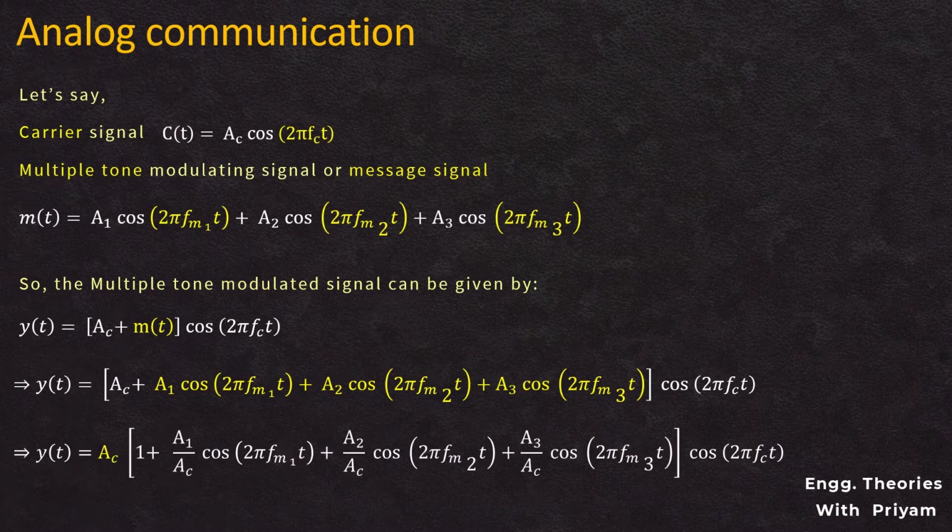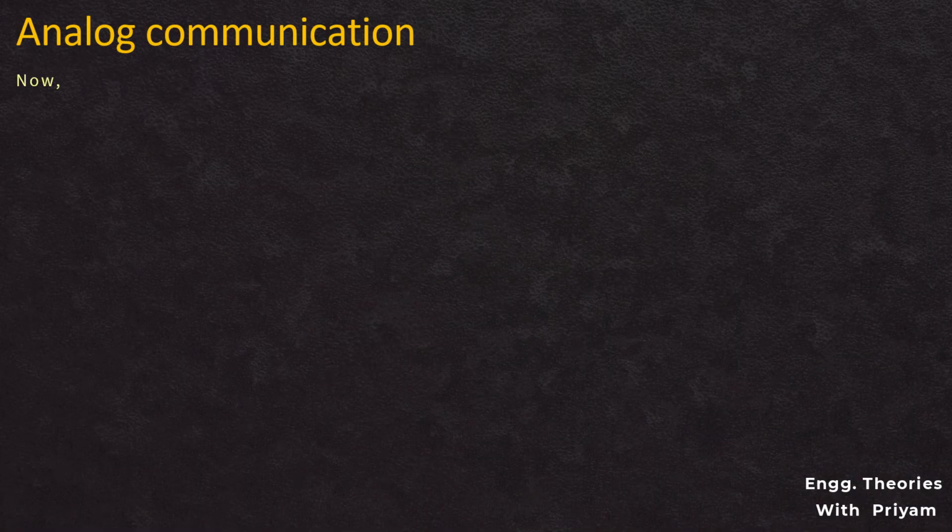Take Ac common from the equation, then the multiple tone amplitude modulated signal can be written as y(t) is equal to Ac into 1 plus a1 by Ac cos 2 pi fm1 t plus a2 by Ac cos 2 pi fm2 t plus a3 by Ac cos 2 pi fm3 t into cos 2 pi fc t. Identify this as equation number 1. Now, according to the definition of the modulation index, a1 by Ac is equal to m1, a2 by Ac is equal to m2 and a3 by Ac is equal to m3.